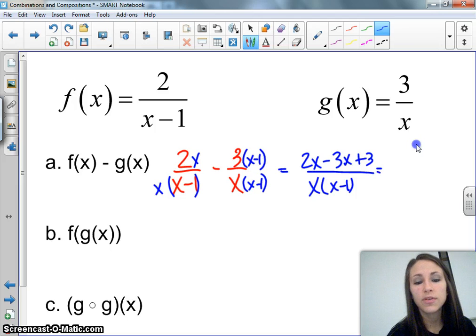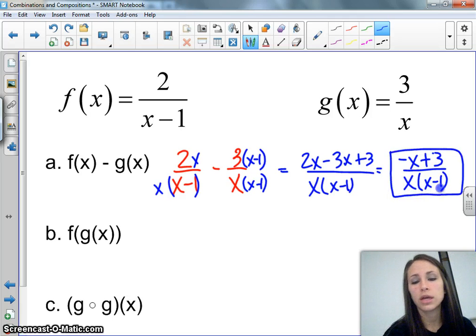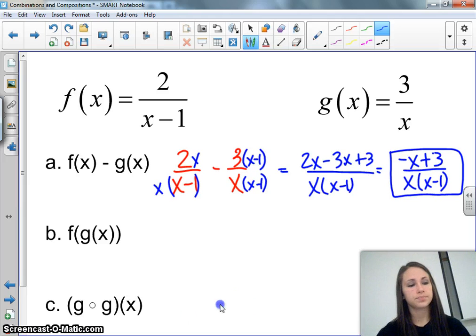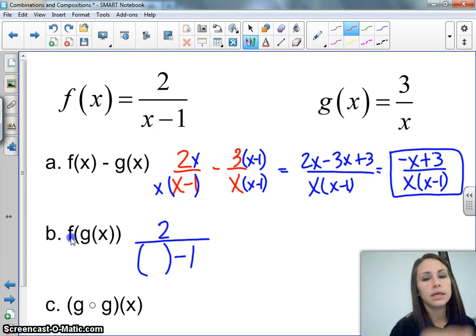And when I simplify this, this is just going to be a negative x plus 3 over x times x minus 1. And I would factor this negative out if it would allow me to cancel anything down here. But since I won't be able to if I factor that negative out, I'm just going to leave it like this. Now, f of g of x. This is meaning f is my outside function. And so I'm going to have 2 over big parentheses minus 1. And in the big parentheses, I'm going to plug g, 3 over x.